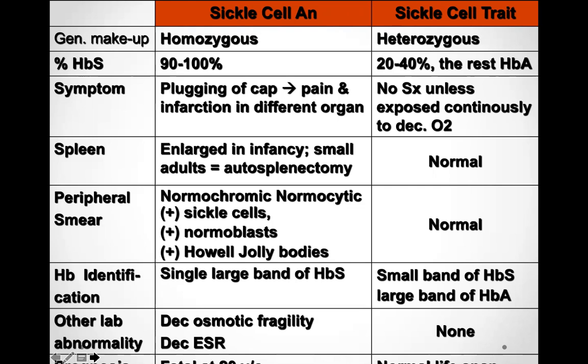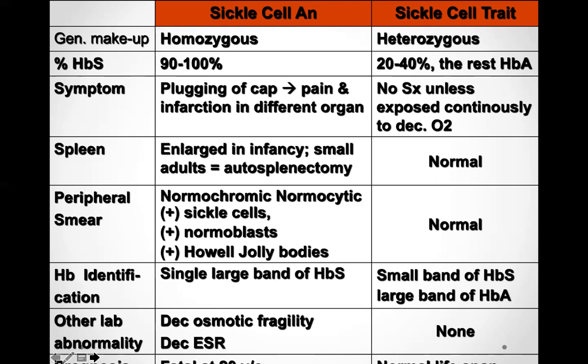In the peripheral smear in sickle cell anemia, you would see normocytic, normochromic anemia. You may see, of course, sickled red cells. You may see normoblasts. You may see Howell-Jolly bodies. Whereas for sickle cell trait, it's normal.